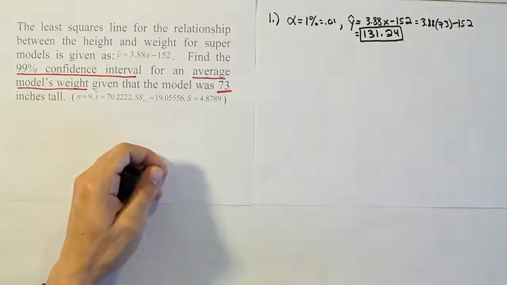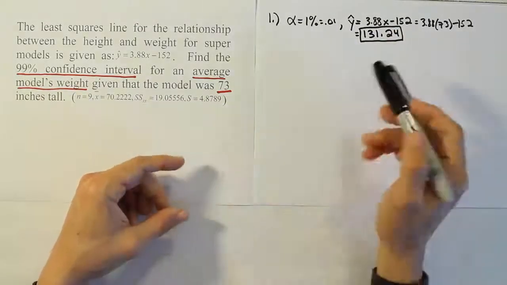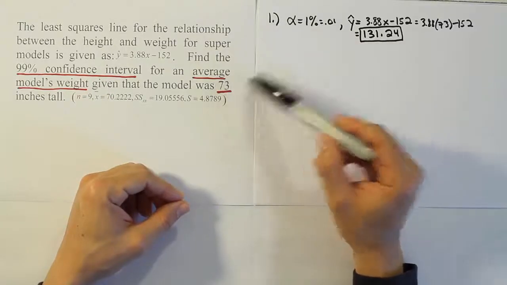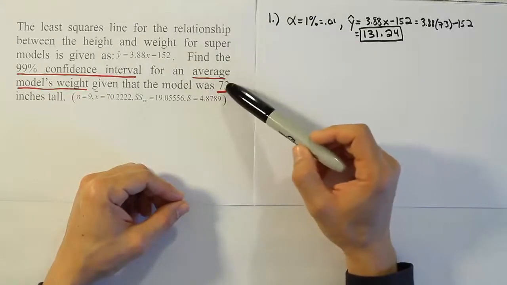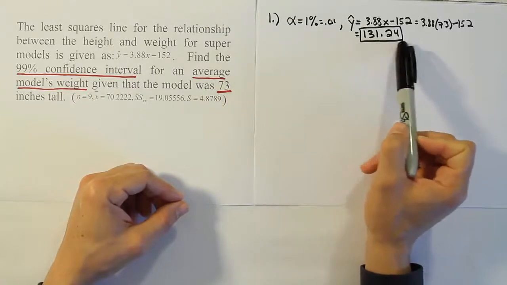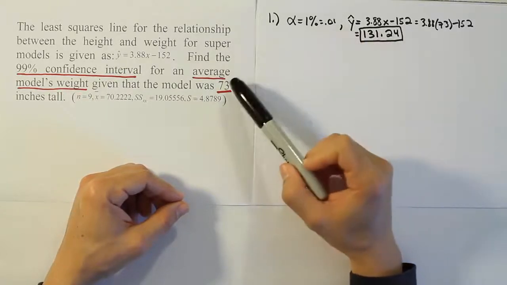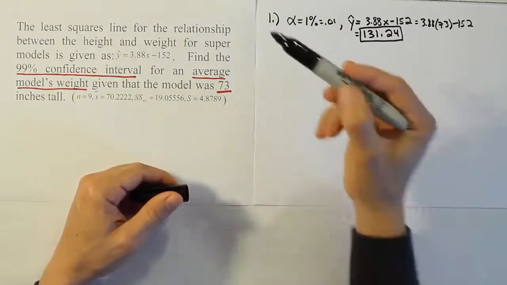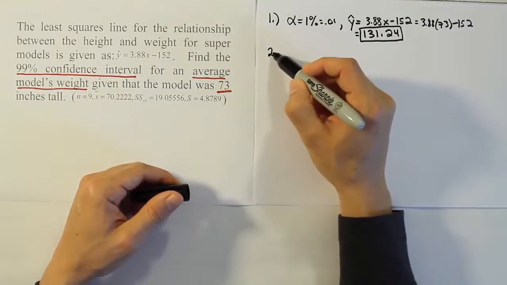So that's our estimate of the average weight for a woman who is 73 inches tall. This is the average weight that we would expect for a woman who's 73 inches tall. But remember, that's a point estimator. We want to create an interval estimator, so we're going to go on to finish our remaining 3 steps.